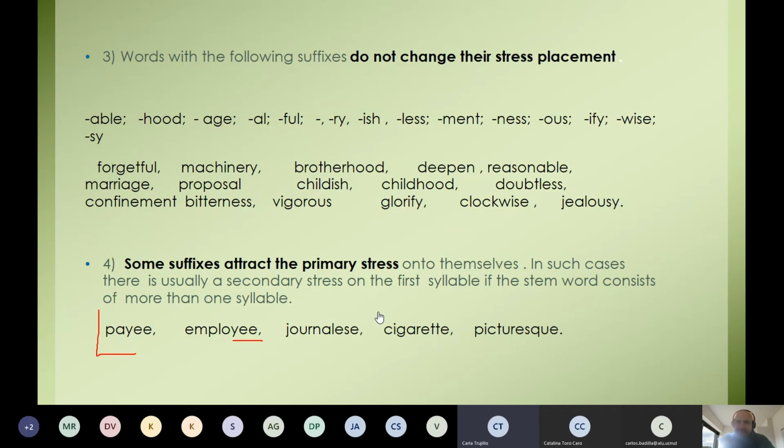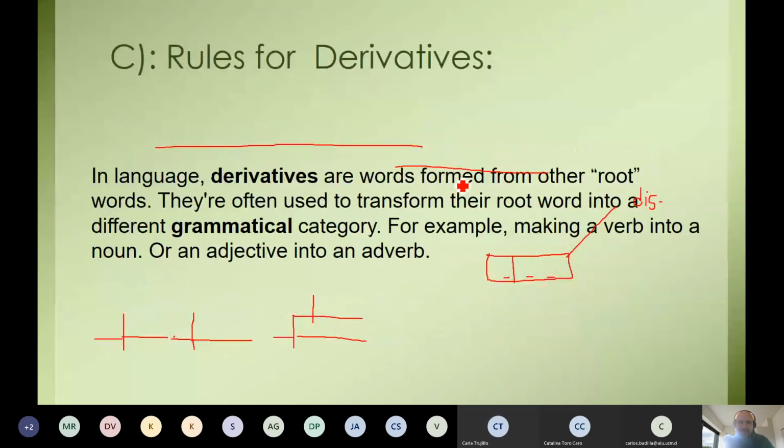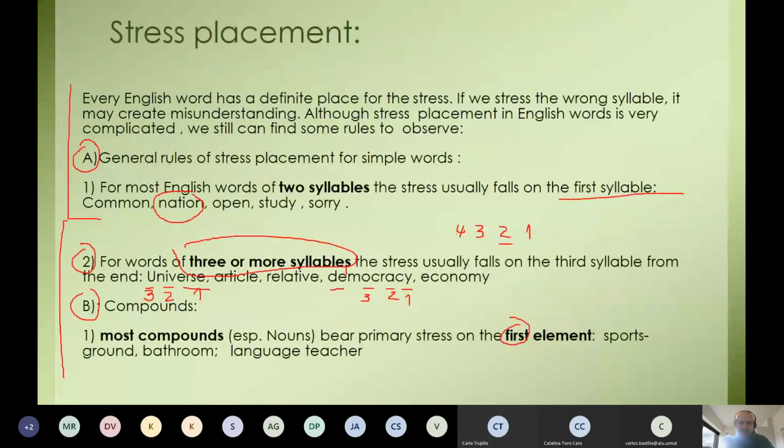Or the other examples were, I don't know. Yes. In general, if we go back to this example, the example works for words that in general do not have any prefix or suffix. If you have a 3-syllable word or a word that contains more than 3 syllables, in general, you count from right to left and you stress the 3rd syllable.